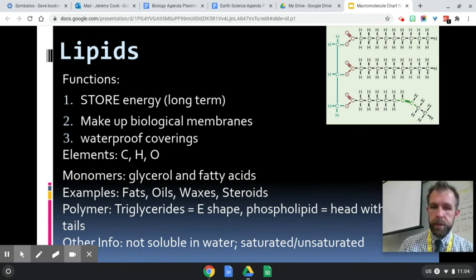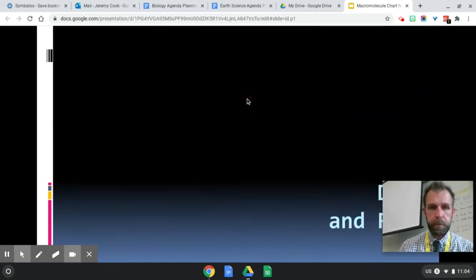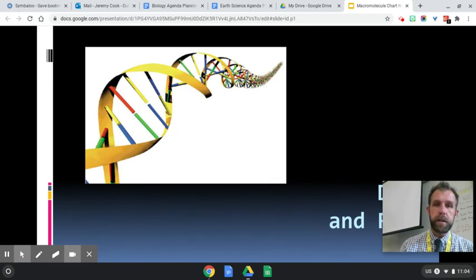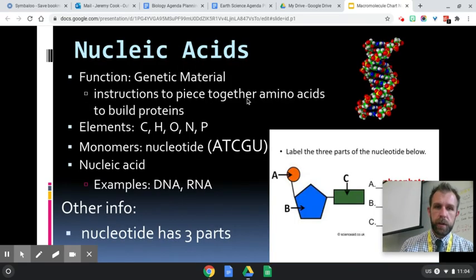Other important information is that lipids are not soluble in water, and that there are 2 kinds, saturated and unsaturated. We'll get more into that when we get into our big macromolecule lab that we do next time in class. All right, next we have our nucleic acids, and so these are DNA and RNA. They have one main function, and that is your genetic material. Now what that means, and this is important to write down also, is that it's the instructions to build proteins.